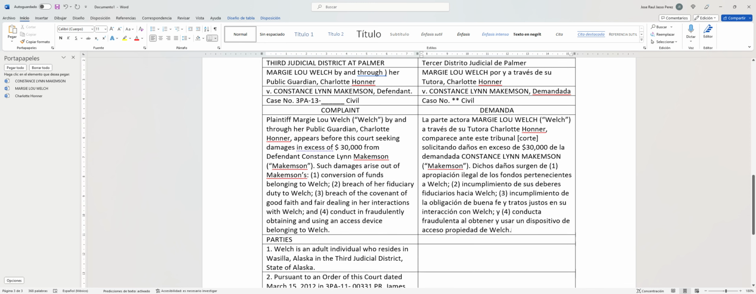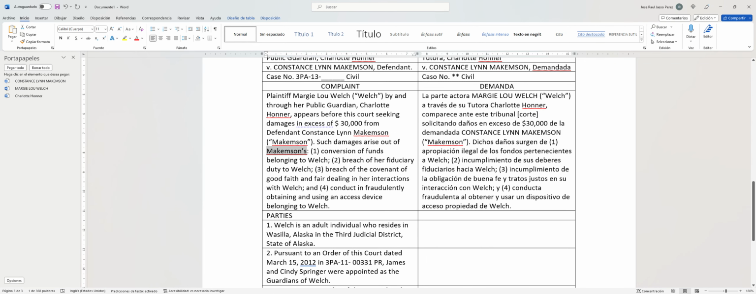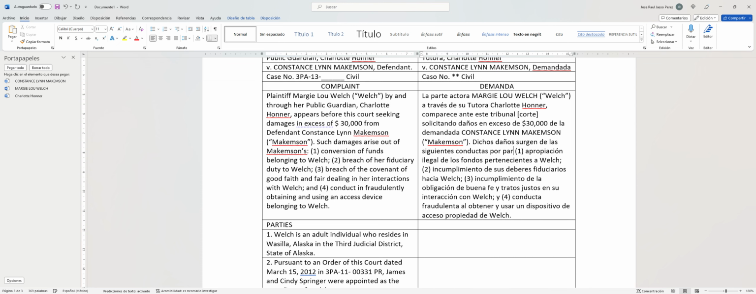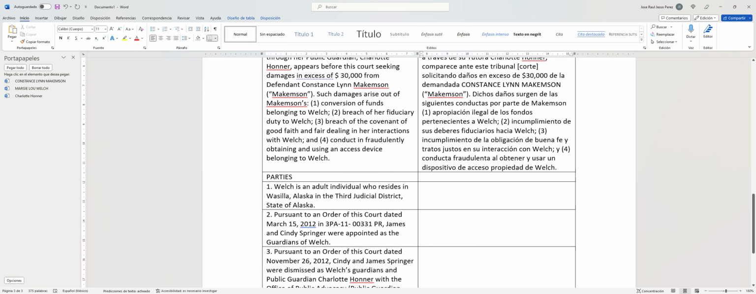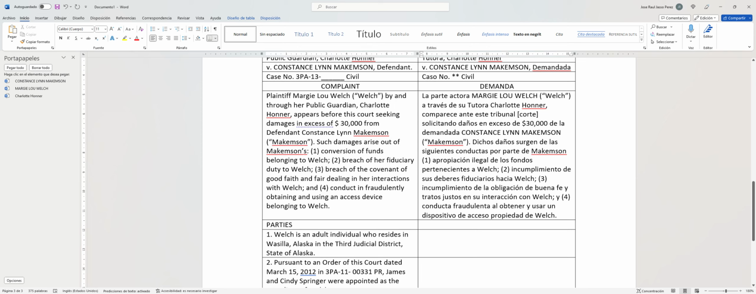Okay, now we have something missing here. This possessive word makes sense. We have to see where we can put that. We can include it here. De las siguientes conductas por parte de Mason. Okay, I think that's a fairly good translation.